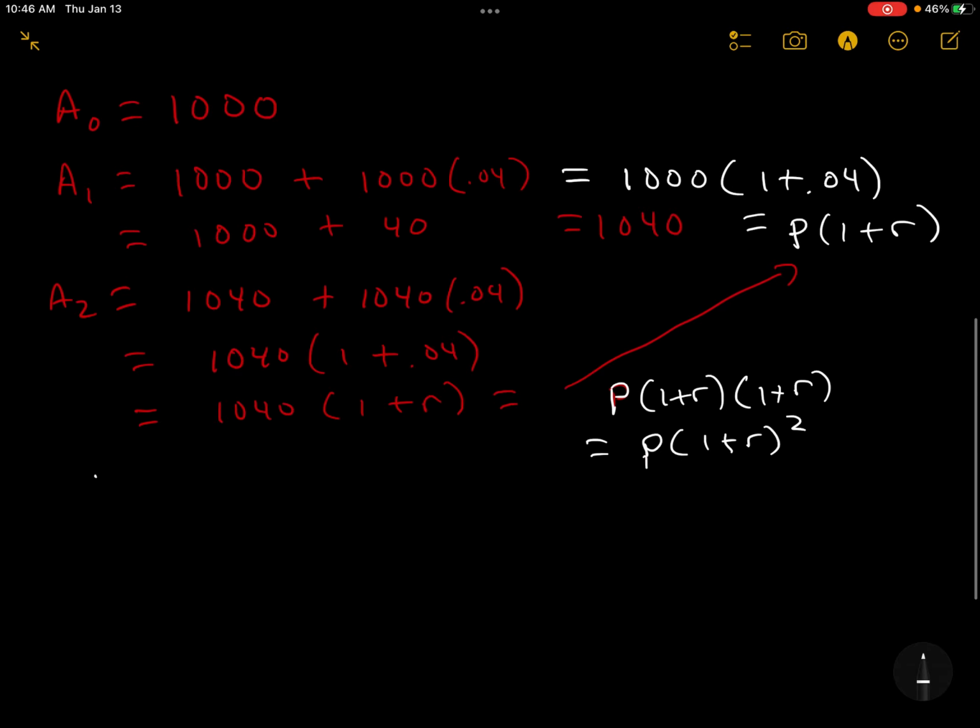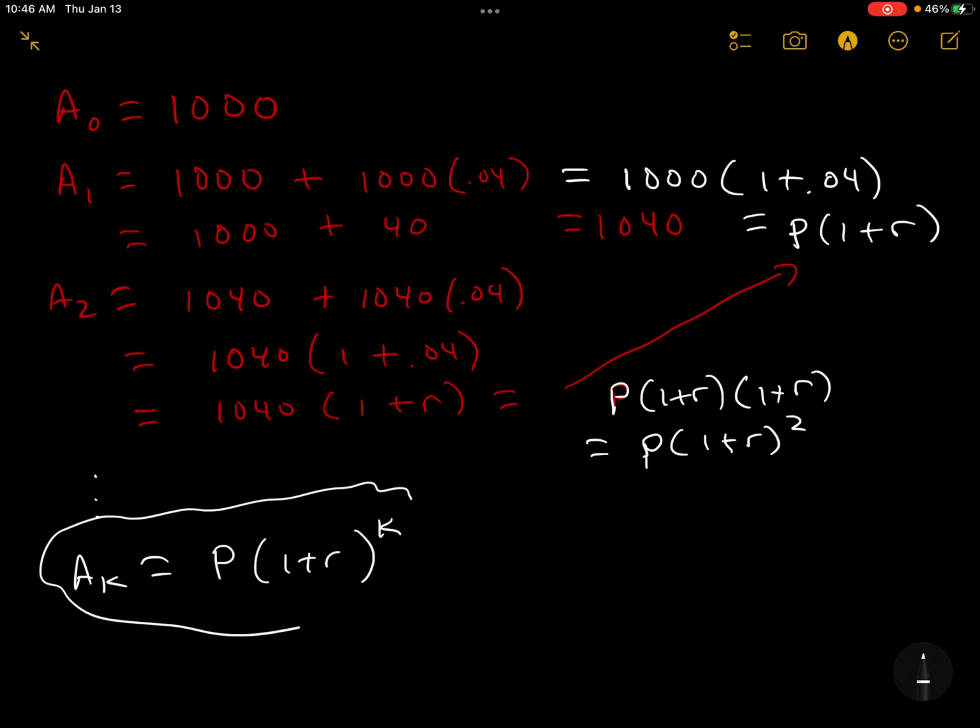And if you continue in this manner, on the kth year, you have P times 1 plus R to the K. In this case, K is just going to be whatever the number of years is. So we have P times 1 plus R to the number of years T. If you did this for 3 years, you'd get, I don't know, $1,200 or something.